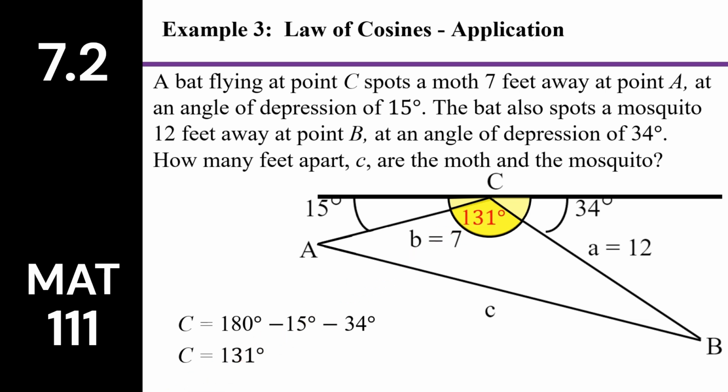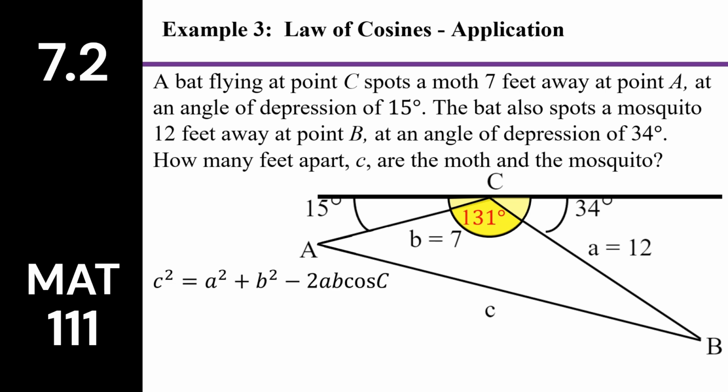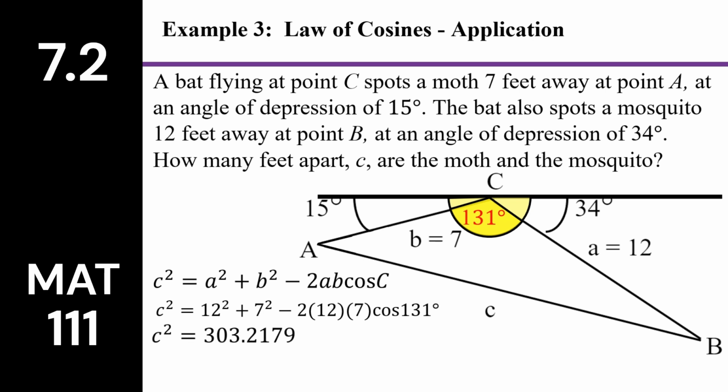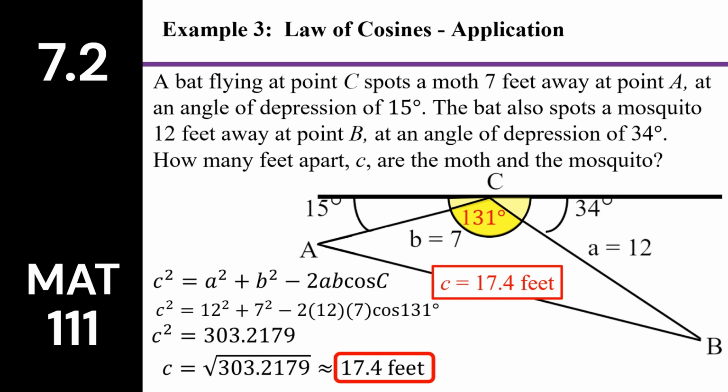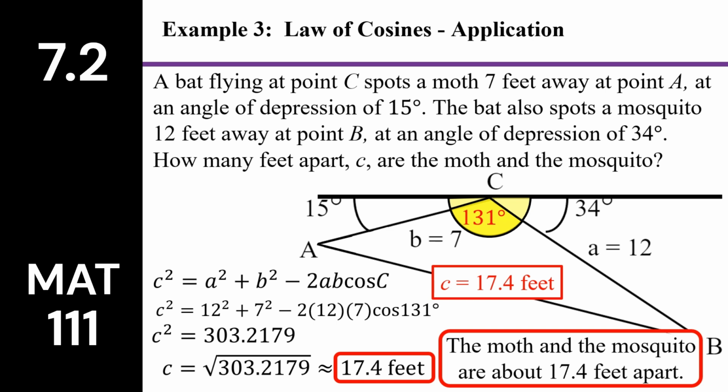So this is a side-angle-side situation because we know two sides and the included angle, so we'll need to use the law of cosines. We'll use the version that will allow us to find side c. We substitute in the values, and we compute c squared to be 303.2179. So c is the square root of that value, which means c is approximately 17.4 feet. So the moth and the mosquito are about 17.4 feet apart from each other.